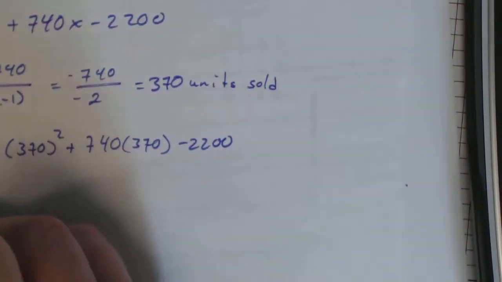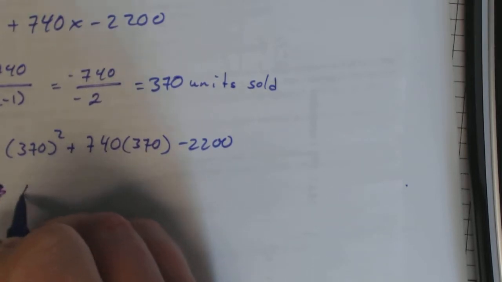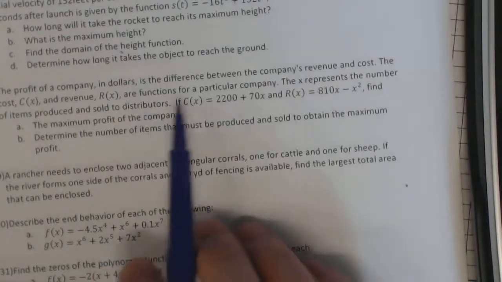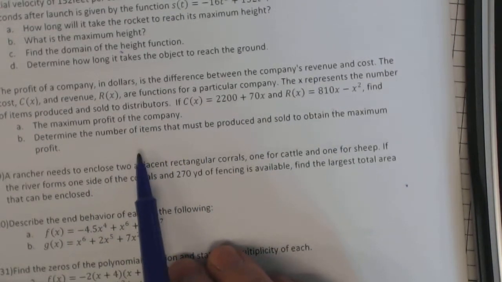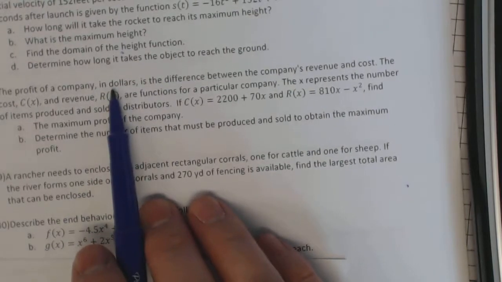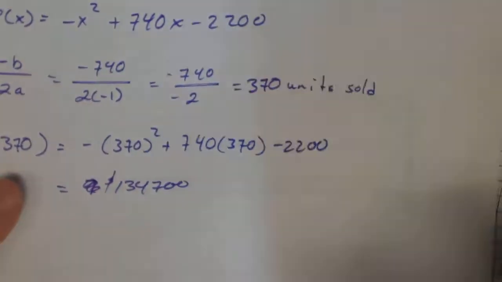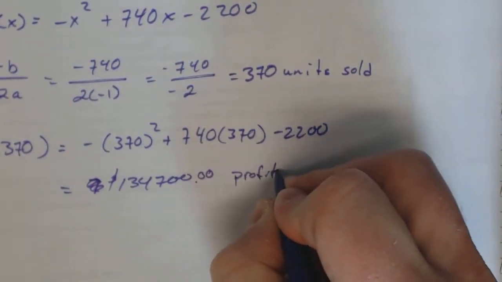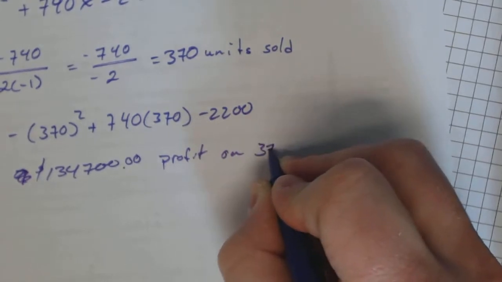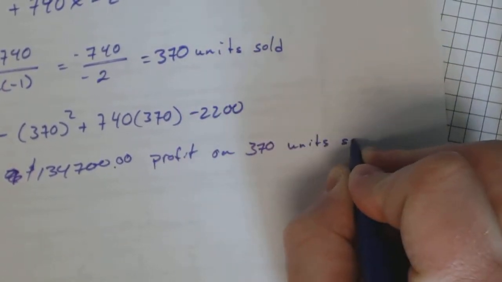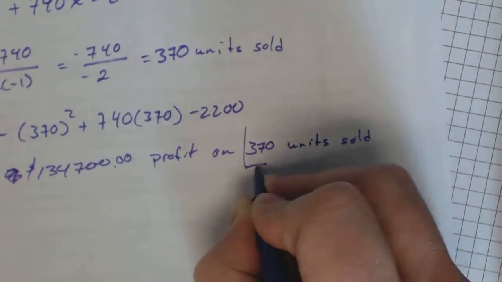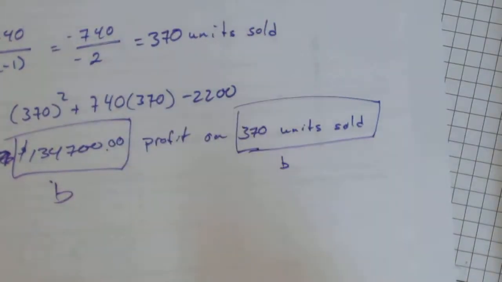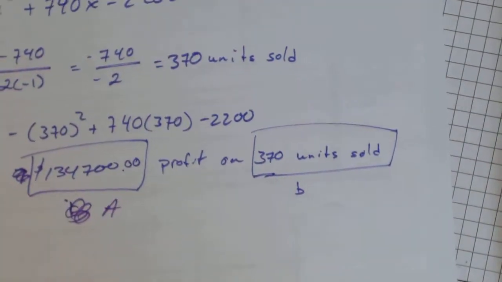134,700. That would be, I guess, in dollars. Does it say what it is? I'm assuming, yeah, it says right here, profit in dollars. So this is in dollars, so I'll put a little dollar sign there. This is the profit on 370 units sold. This is part A. I'm sorry, this is part B, and this is part A. Yeah, tricky, huh? Tricky, tricky, tricky.